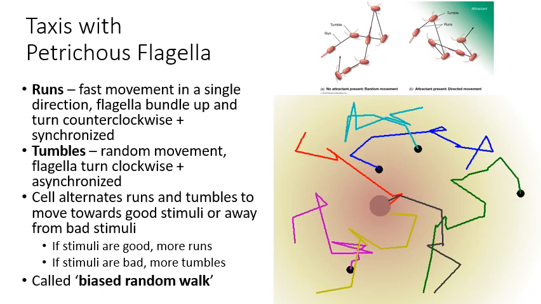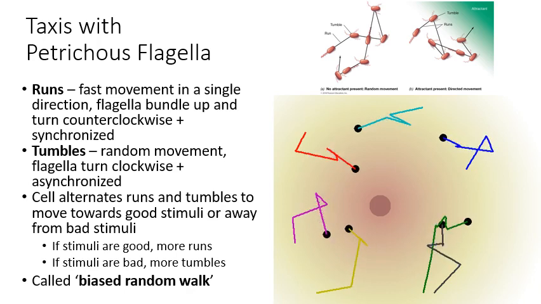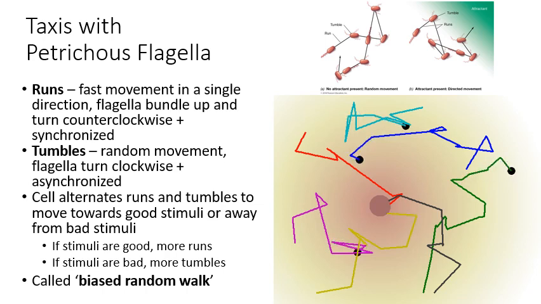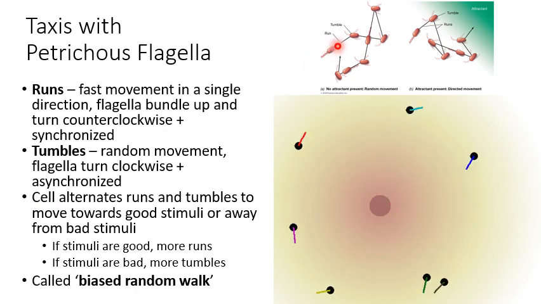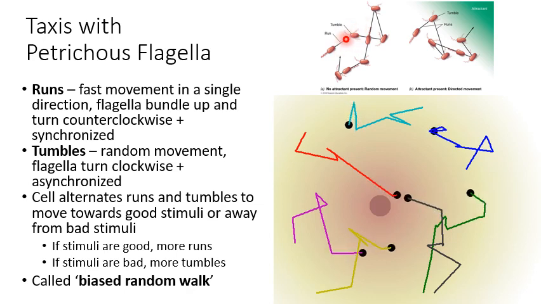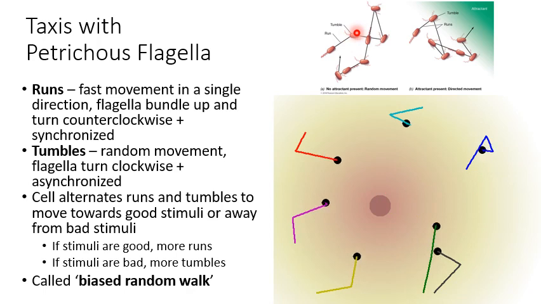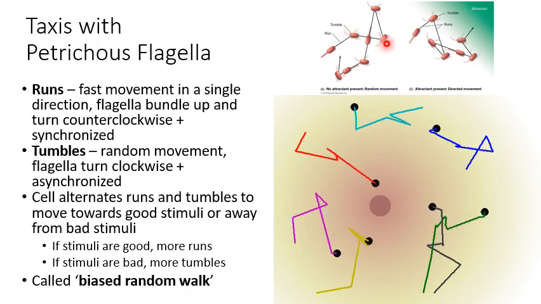Then at some point they're going to stop doing that run and they're going to do a tumble instead. In the tumble, they reverse the direction that the flagella are turning, so they're going to turn clockwise now, and they're going to do it asynchronously, so basically just at different times. So here you have a bacterium doing a run, then it stops. It does a tumble. When it does the tumble, since the flagella are moving backwards and they're asynchronized, they're going to spread out from each other, and the cell is going to rotate randomly. Once it's in a new direction, then the cell is going to do another run and then another tumble.